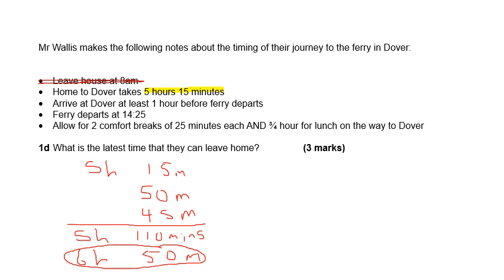So the question is asking, what's the latest time they can leave home at? Well, we know from here that they need to be in Dover for 1:25. Okay, because they want to be there an hour before the ferry departs, as you can see there. Okay, so they need to be at Dover at 1:25. So essentially, we have to count back from 1:25 p.m. What time is it? 6 hours, 50 minutes before that.